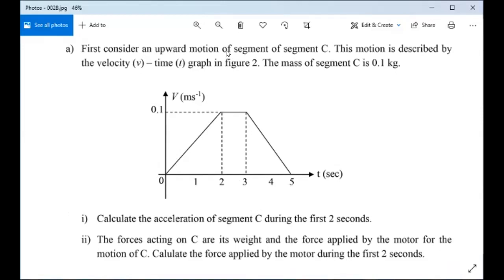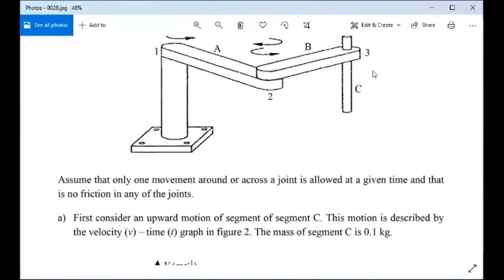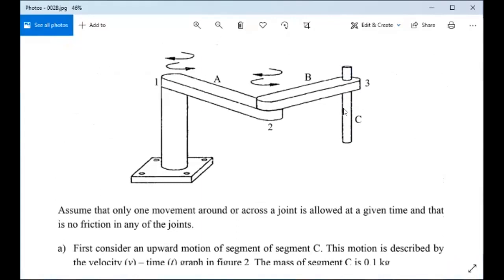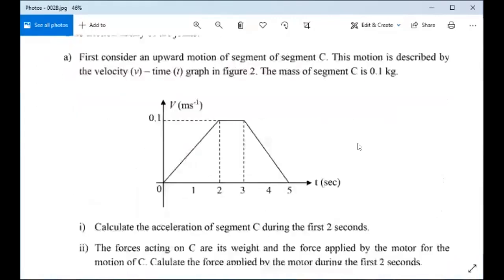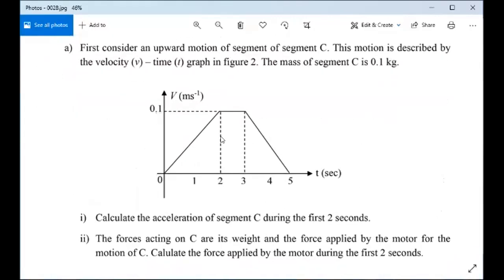First, consider an upward motion of segment C. This motion is described by the velocity time graph in figure 2. The mass of the segment C is 0.1 kilogram. Where is C here? This one, C. It can just be moved up and down. Its motion is described by this graph.